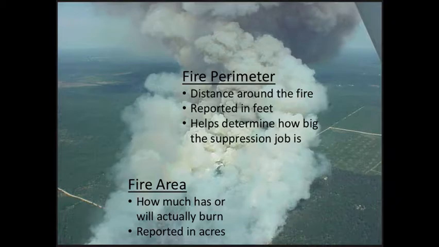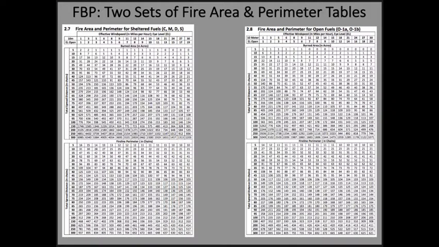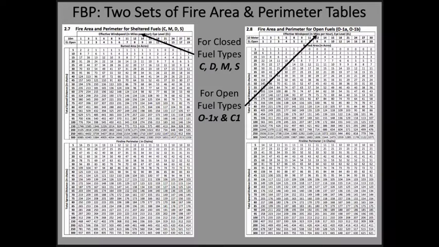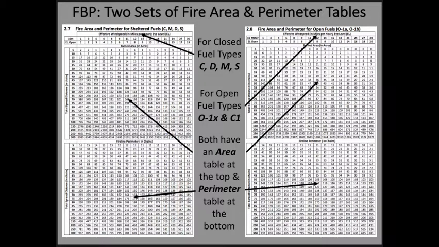Now that you have an estimated spread distance, along with the estimated effective wind speed for your initiating fire, you can produce estimates of the area burned and the distance around the perimeter of the fire. The FBP system provides different estimates based on the sheltering from the wind. Closed fuel types include all deciduous, mixed wood, slash, and most conifer fuel types. Open fuel types include both open fuel types and C1, the spruce, lichen, woodland type. Tables 2.7 for sheltered fuel types and 2.8 for open fuel types offer both an area and a perimeter estimate.